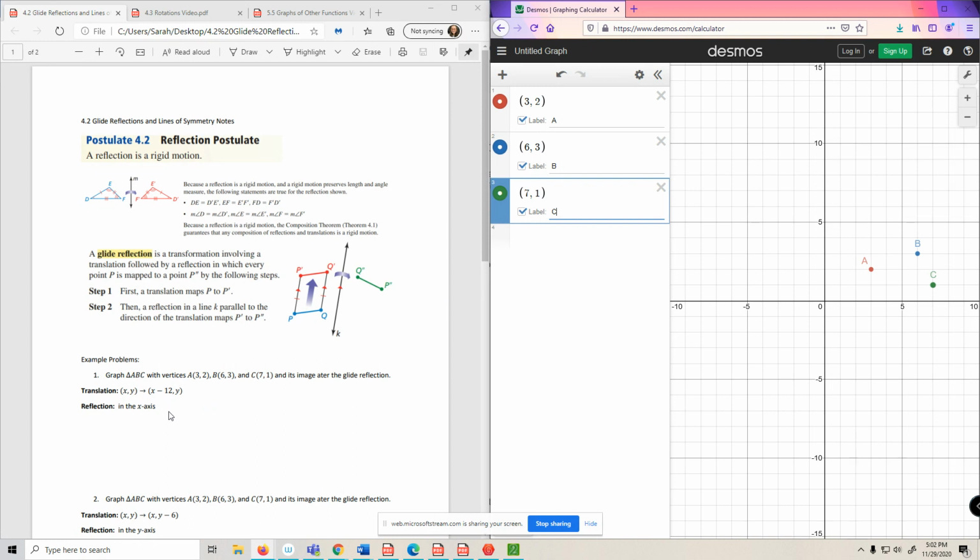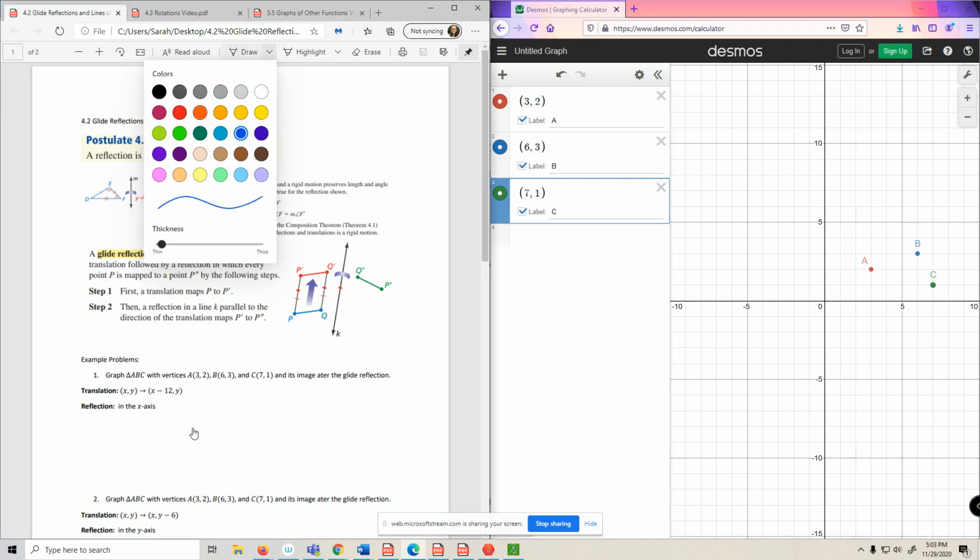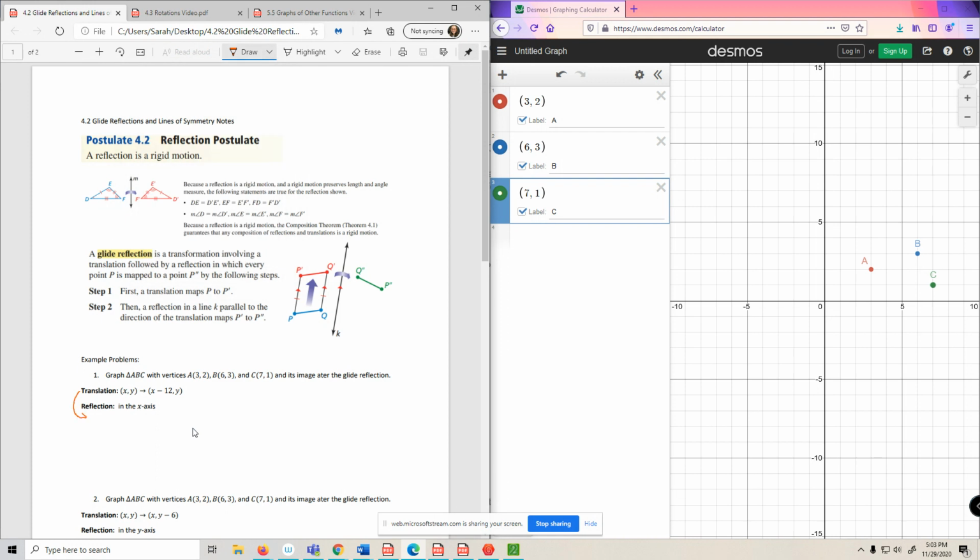They want us to do our final image after the glide reflection. Always do your compositions in the order you see them. So first we are going to translate. This translation, I'm going to write what happens down here. It turns (x, y) into (x minus 12, y). So like we've talked about before, we're going to subtract 12 from each x-coordinate. Since y stays y, nothing happens to y.